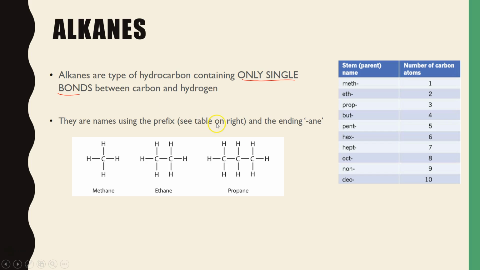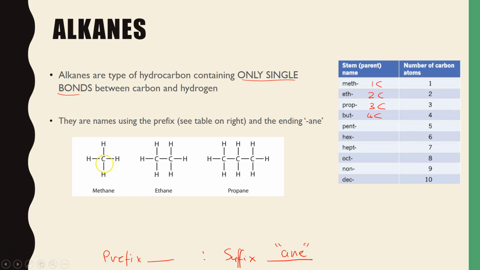To name alkanes, you use the prefix over here in this table: meth being for 1 carbon, eth being for 2 carbons, prop being for 3 carbons, but for 4, and so on, all the way up to dec. So the prefix is going to be one of those names there. The suffix is going to be ANE for alkanes, because they have each carbon bonded to the maximum number of others. So, for example, all bonds are single in alkanes.